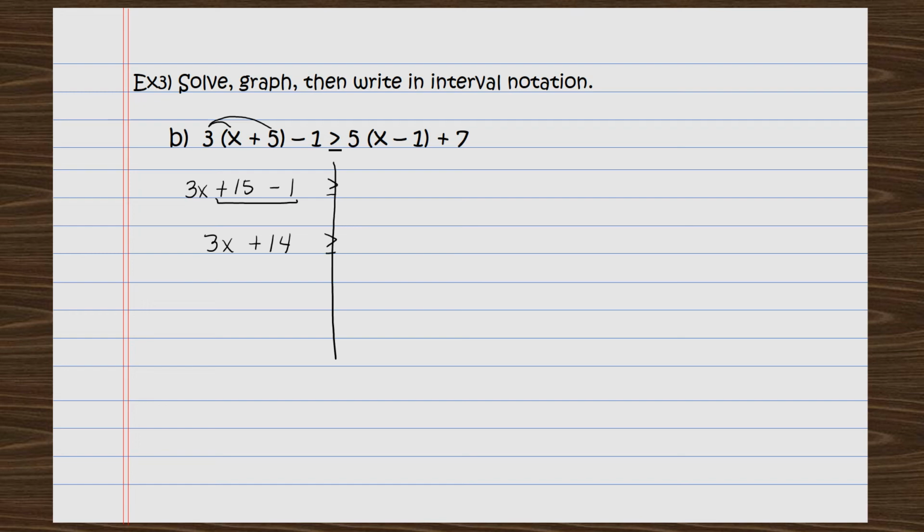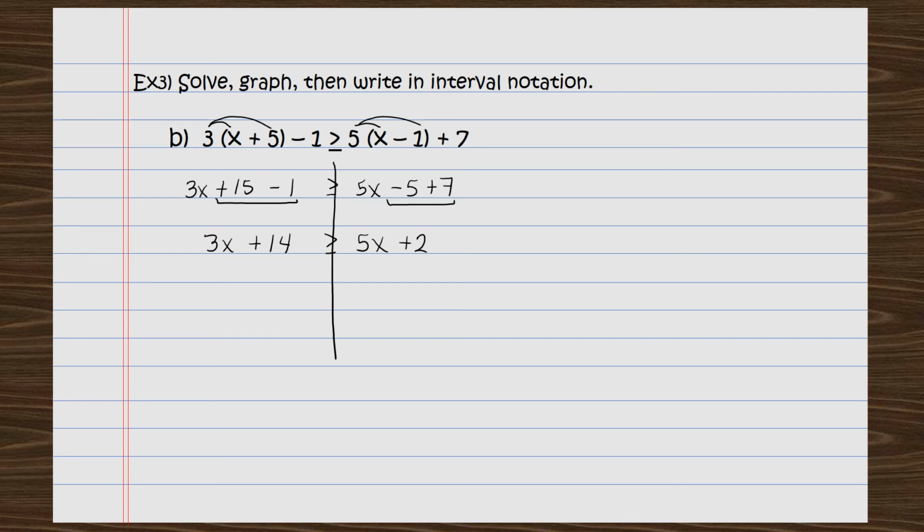Now turn your attention to the right side. And you notice that you can distribute. 5 times x is 5x. 5 times negative 1 is negative 5. And we still have plus 7. Again, we want to combine any like terms if possible. And you notice you have 5x minus 5 plus 7. The constants, negative 5 plus 7, combined to give you 2. Alright, we've simplified each side individually.